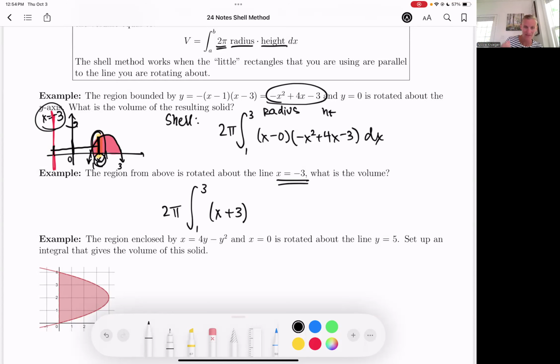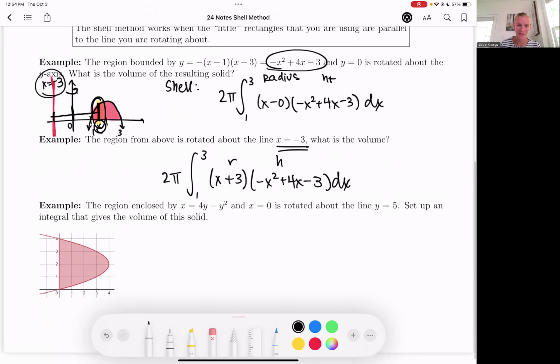The height is still going to stay the same because that little line segment that I'm rotating didn't change. Just its distance from the axis of rotation is the only thing that changed. So my height is still -x squared plus 4x minus 3. So this is my radius. This is my height, still in terms of x.